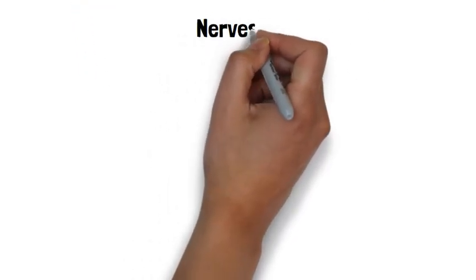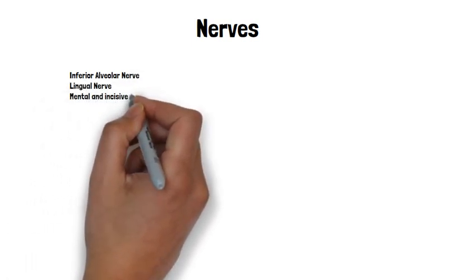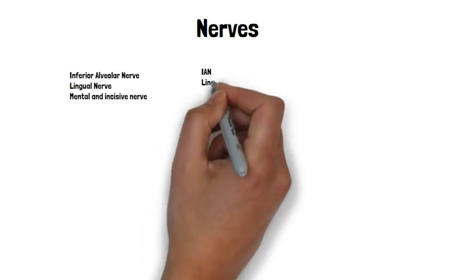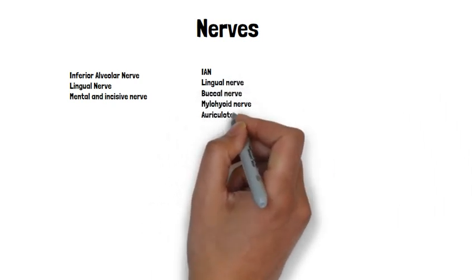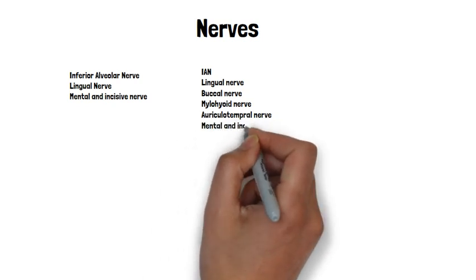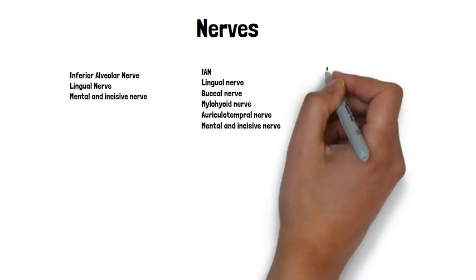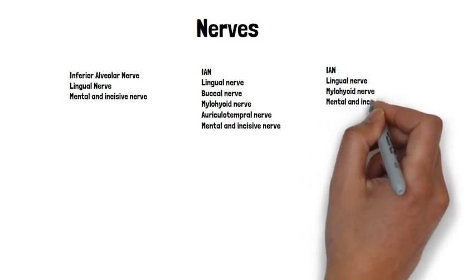By comparing the nerves that are anesthetized in these three techniques, in the inferior alveolar nerve block technique, the nerves that are anesthetized are the inferior alveolar nerve, lingual nerve, and mental and incisive nerve. While in the Gow-Gates mandibular nerve block technique, the nerves anesthetized are the inferior alveolar nerve, lingual nerve, buccal nerve, mylohyoid nerve, auriculotemporal nerve, and mental and incisive nerve. In the Vazirani-Akinosi technique, the nerves anesthetized are the inferior alveolar nerve, lingual nerve, mylohyoid nerve, and mental and incisive nerve.